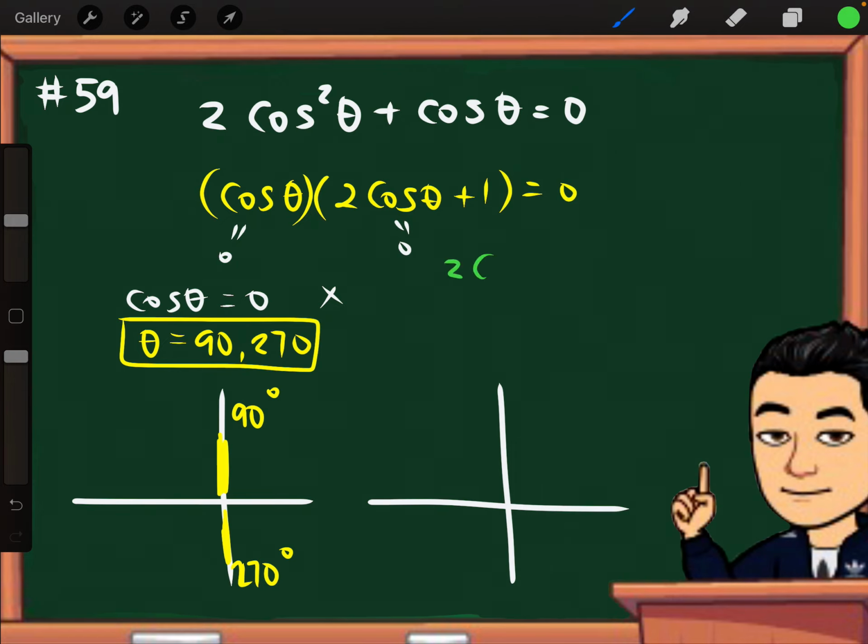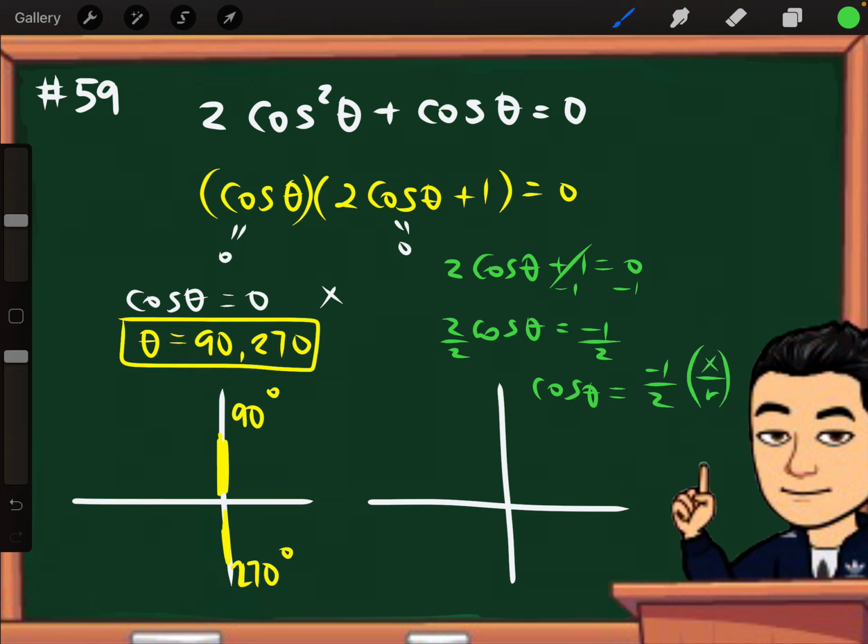So we have 2 cosine theta plus 1 equals 0. I'm going to subtract 1 on both sides, so 2 cosine theta equals -1, and divide by 2 on both sides. So cosine theta equals -1/2. We know that this is x over r, so that means x equals -1, and then the radius equals 2.